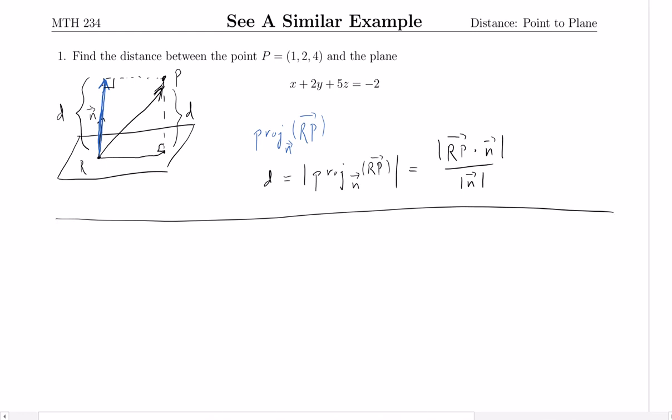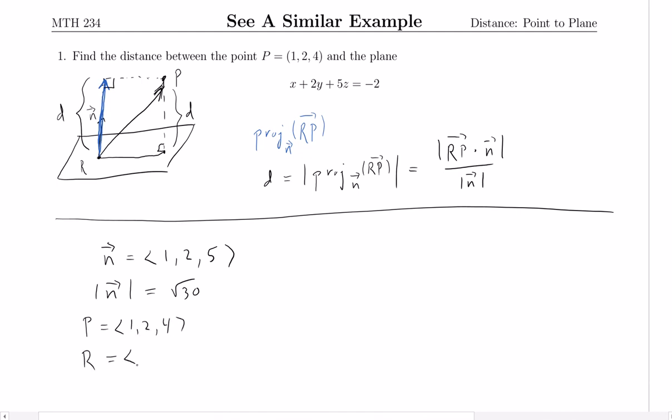Okay, so now that we have the general formula, let's plug everything in for our example here. From the equation for the plane, we can just read off the coefficients. So n is (1, 2, 5). And from the formula above, you see we need its length, which we can see here is the square root of 30. We were given the point P already. It's (1, 2, 4).